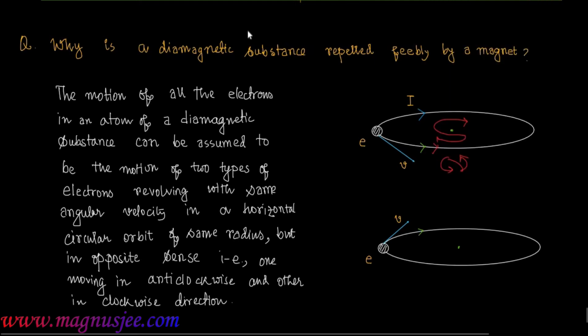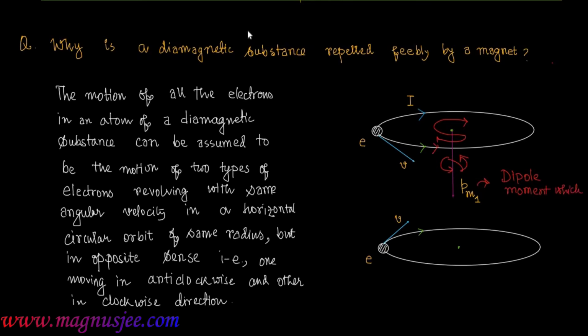In that case, the upper face of the horizontal circular orbit behaves as a south pole and the lower face behaves as a north pole. The magnetic dipole moment PM1, due to revolution of the electron in the anti-clockwise direction, acts vertically downwards, and the current flows in the clockwise direction.